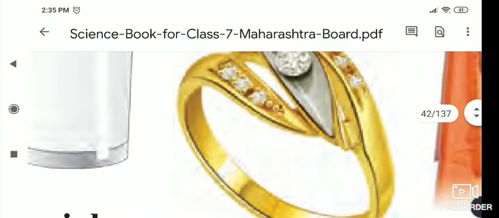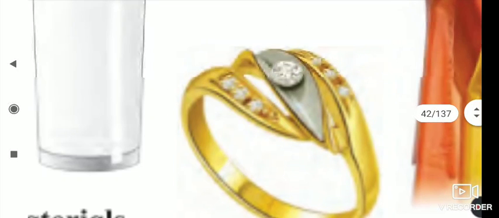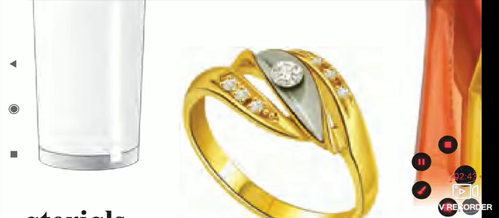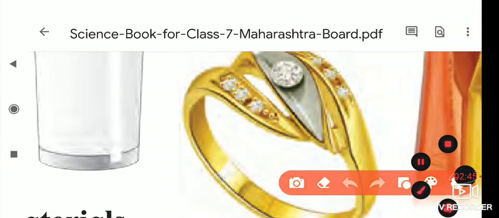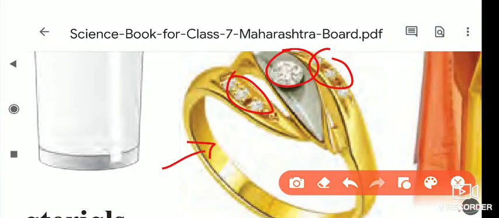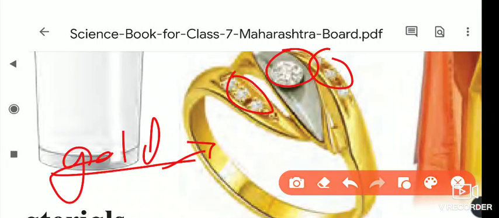Next here is the gold ring, and diamond is also there. Here it is the diamond, here also diamonds are there, and here it is the gold ring. So gold rings we are taking in which unit? If it is a diamond, its carats are there, and we are weighing it.